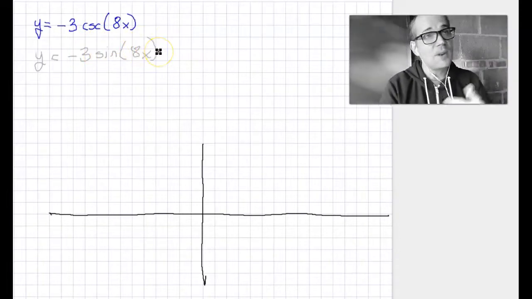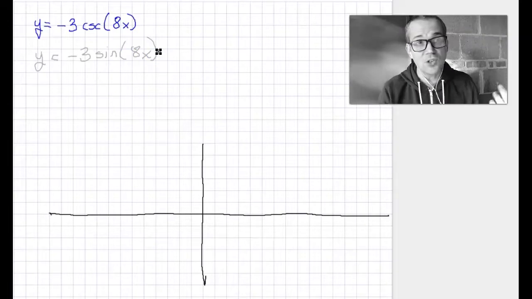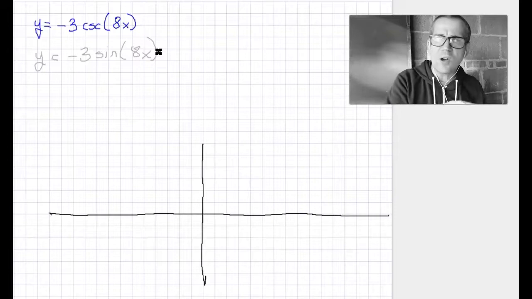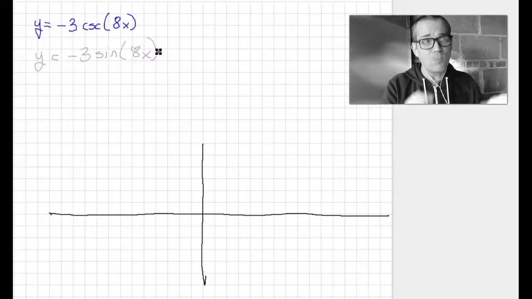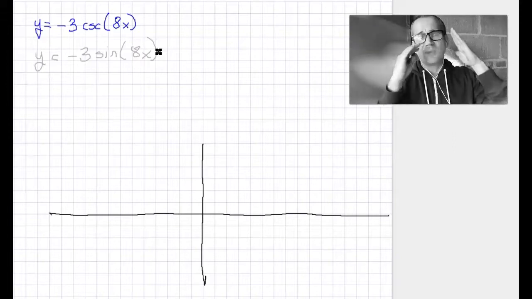And in this video, I'm going to just do a quick review of how I might graph that -3 sine of 8x function. If you feel like you know how to do that, you can go ahead and skip this video because I'll start the next one recapping the finer points of what happens with all this great stuff right here. Same thing as with cosine.